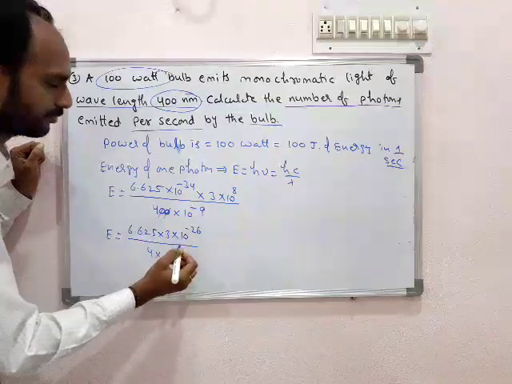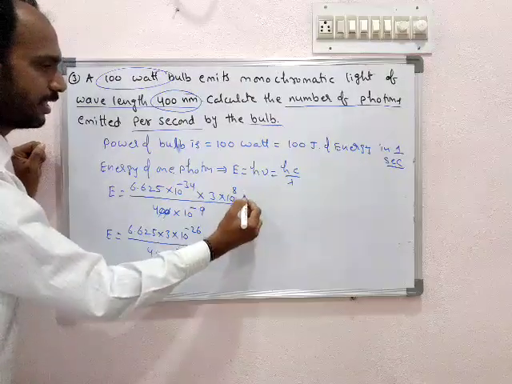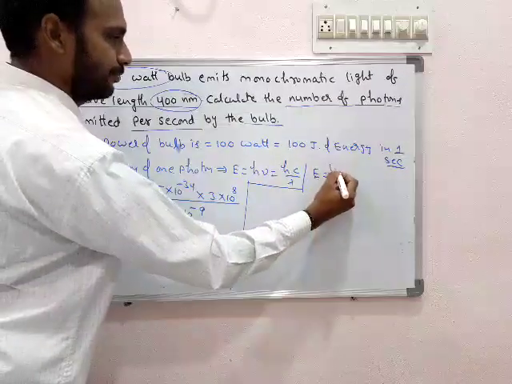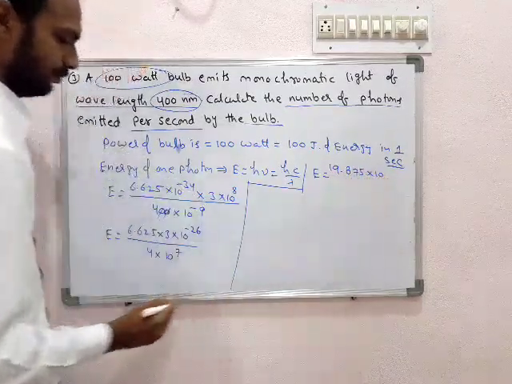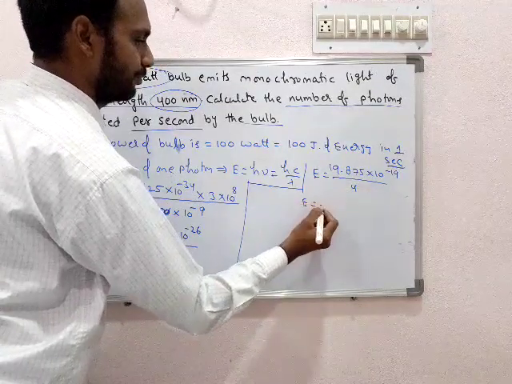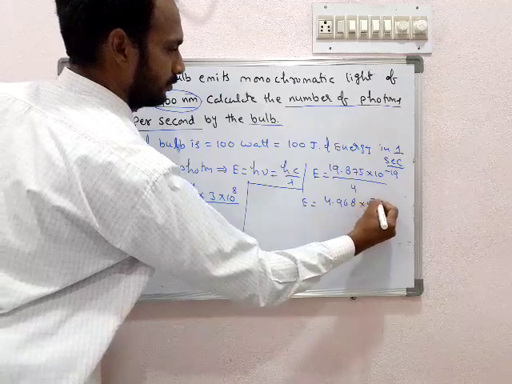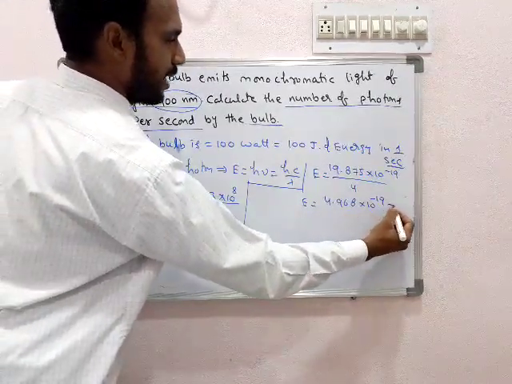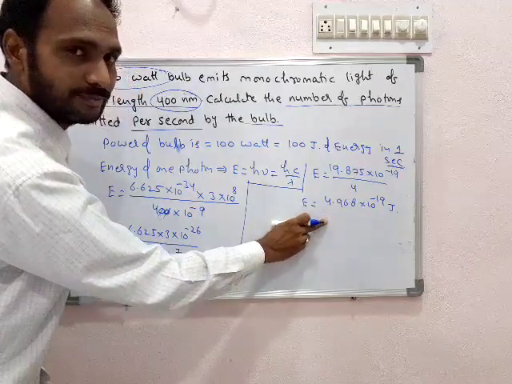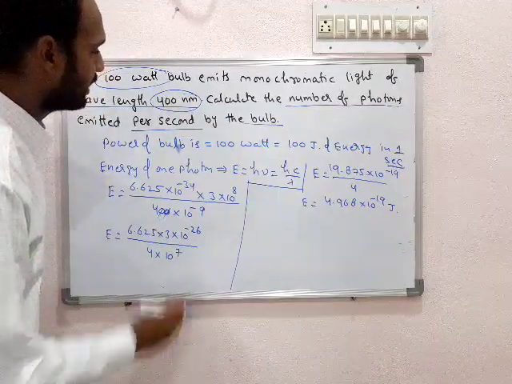Here we get E is equal to, and finally we get energy equal to 4.968 into 10 to the power minus 19 joules. So what is this energy? This energy is the energy of one photon. The energy of one photon is 4.968 into 10 to the power minus 19 joules, which is present in this type of light.